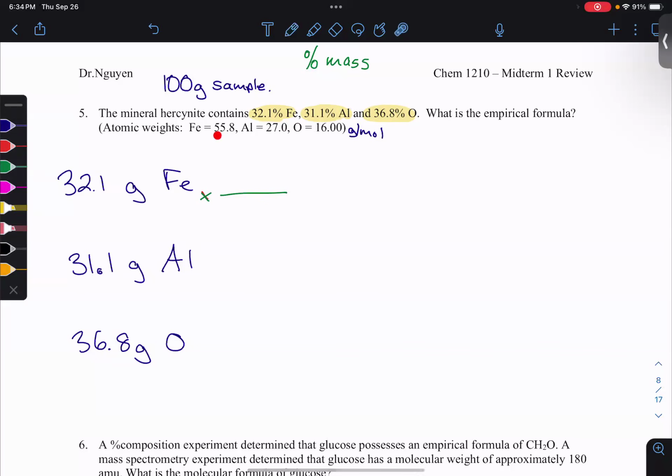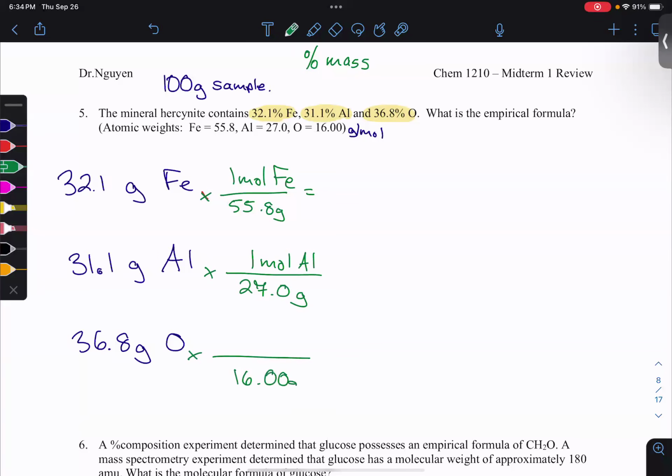So iron is 55.8. So where is the 55.8 gonna go, on the top or the bottom? Bottom, okay. So 55.8 grams, 1 mole of iron. Before I take out my calculator, I'm just gonna write all of them because I need to get all of them anyway. So aluminum is 27 grams per mole, 1 mole of aluminum, and then oxygen is 16, so divided by 16 grams, 1 mole. So I write it all out and then only pick up my calculator once because I'm really lazy. All right, so there we go.